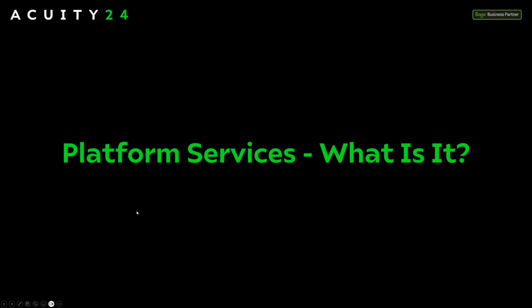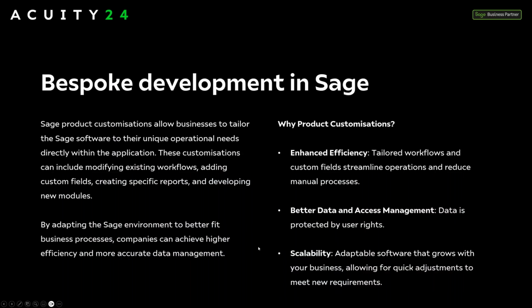All right, the last integration method is platform services. I'll quickly share with you what platform services is. Platform services has to do with customization within Sage Intacct. Sage product customization allows businesses to tailor the Sage software to their unique operational needs directly within the application. This customization can include modifying existing workflows, adding custom fields, creating specific reports, and developing new modules. By adapting the Sage environment to better fit business processes, companies can achieve higher efficiency and more accurate data management.